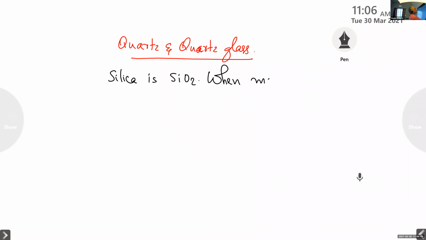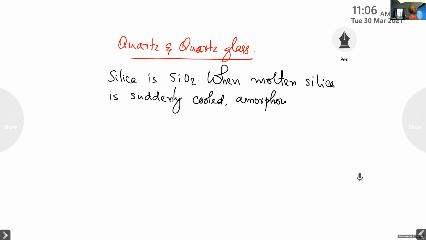When molten silica is suddenly cooled, amorphous quartz glass is formed. Quartz glass is formed.